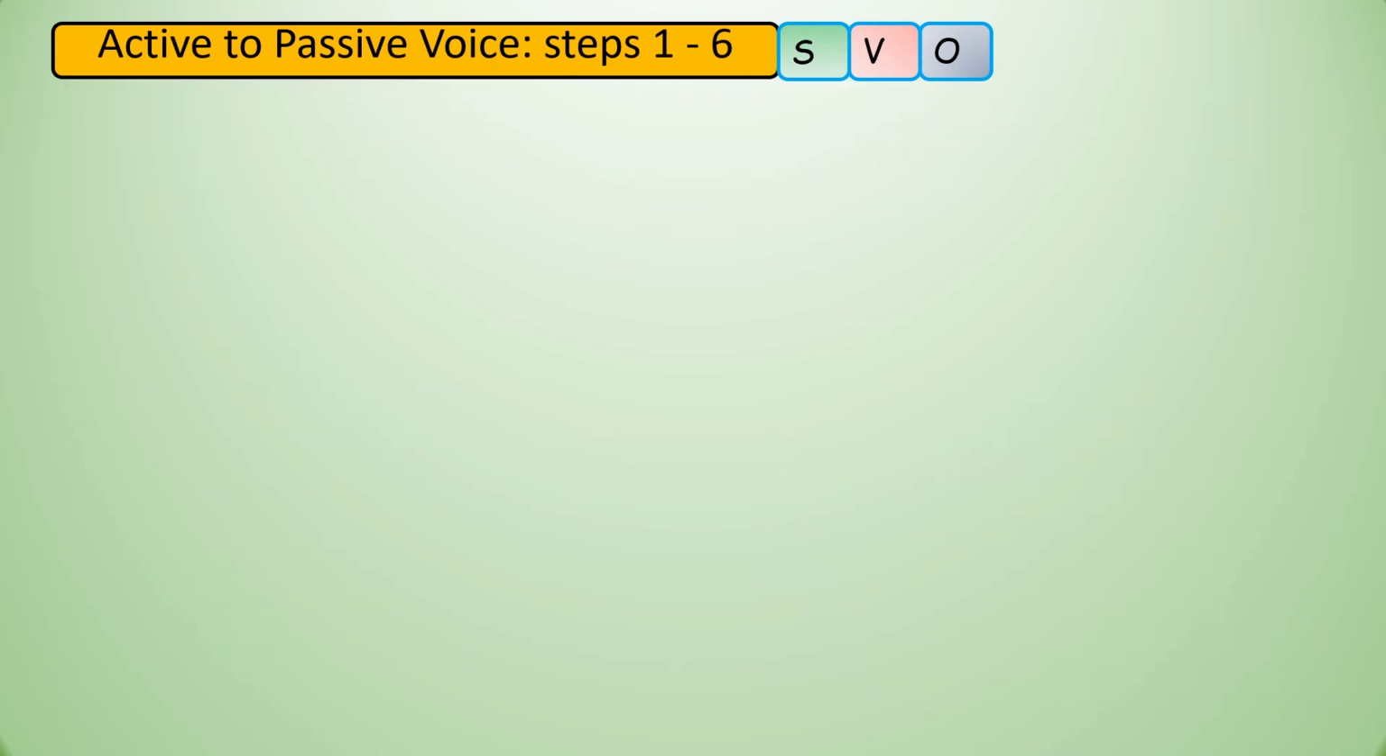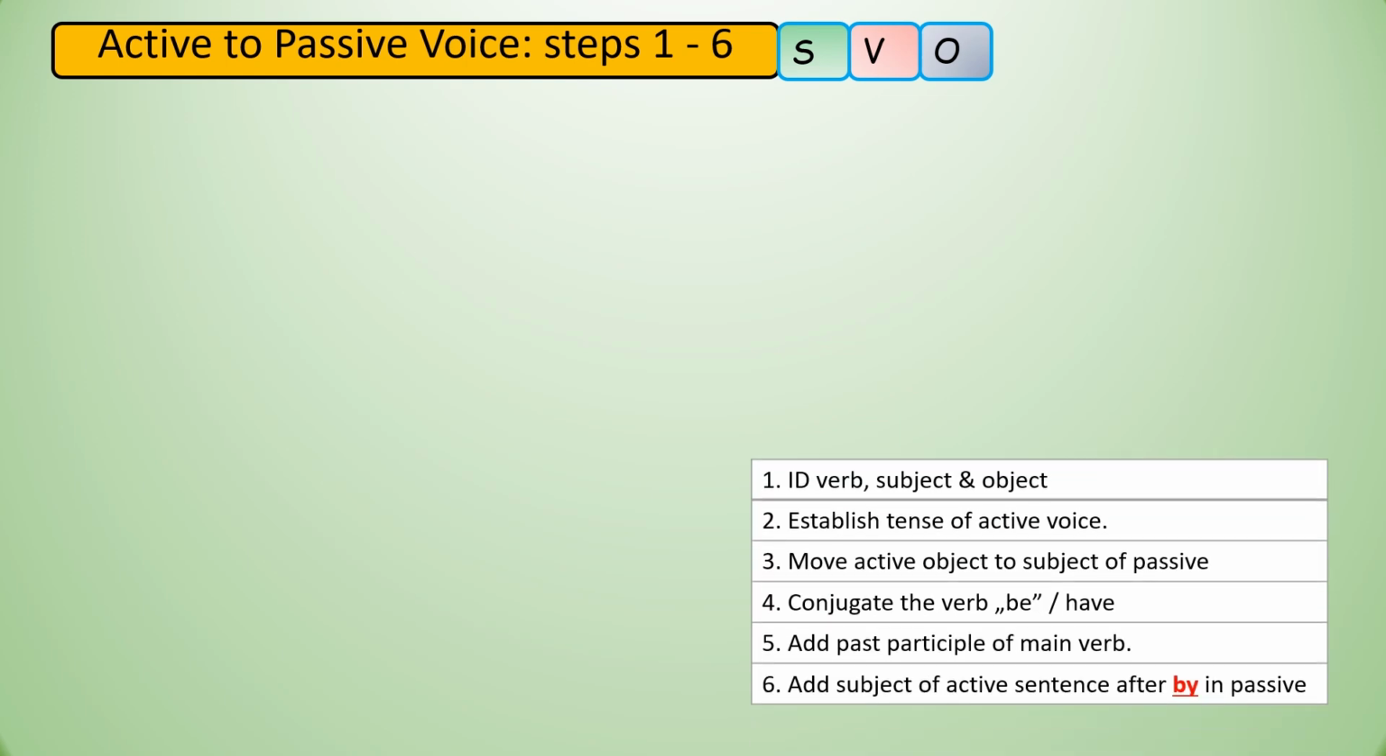Active to passive voice, steps 1 to 6. SVO stands for subject, verb, and object. Here's our form at the bottom again. 1. ID the verb, subject, and object. 2. Establish the tense of the active voice. 3. Move the active object to the subject position of the passive voice. 4. Conjugate the verb be, have, and number 5. Add past participle of the main verb. 6. Add the subject of the active sentence after the preposition by in the passive voice.